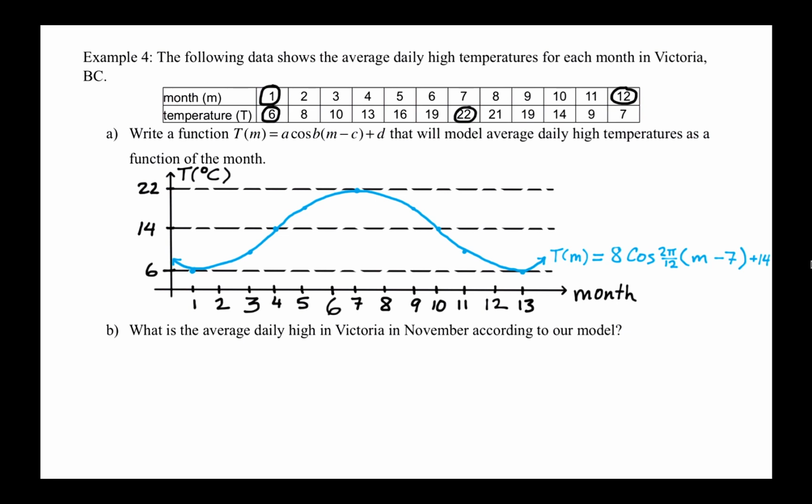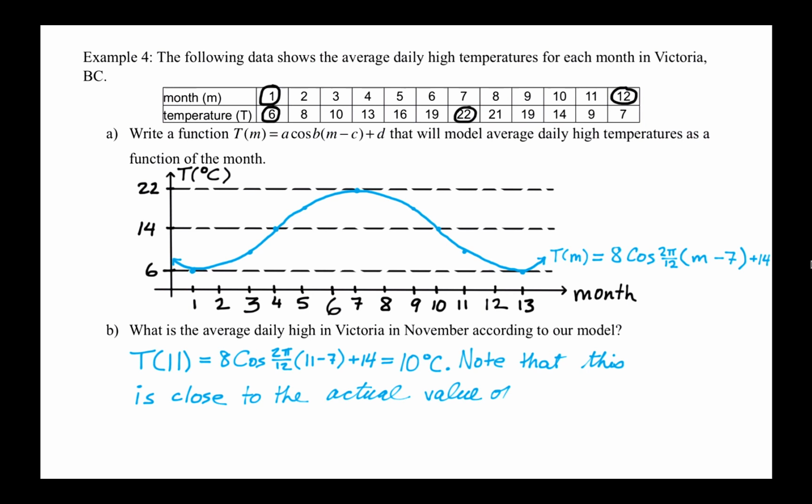And then the last question here is, what is the average daily high temperature in November? Well, that's month number 11. So if we evaluate this function at month 11, we would find that this calculates to 10 degrees Celsius. Now, in the table, we've got the temperature in November is 9 degrees Celsius. So the mathematical model here is a pretty close representation of that.